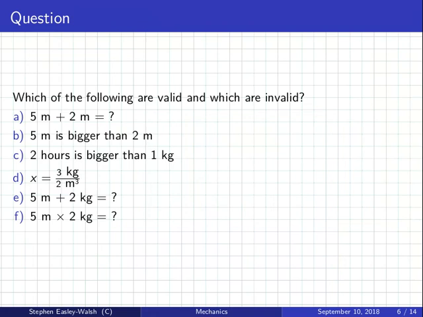So let's just do this one together. Which ones are valid and which ones are invalid? The first one, valid or invalid? Valid. 5 meters plus 2 meters, that's fine. The second one, 5 meters is bigger than 2 meters. Valid. 2 hours is bigger than 1 kilogram. No, X. 3 kilograms divided by 2 meters cubed. That's valid. 5 meters plus 2 kilograms? Invalid. And 5 meters multiply 2 kilograms? Valid. Okay, no problems here.